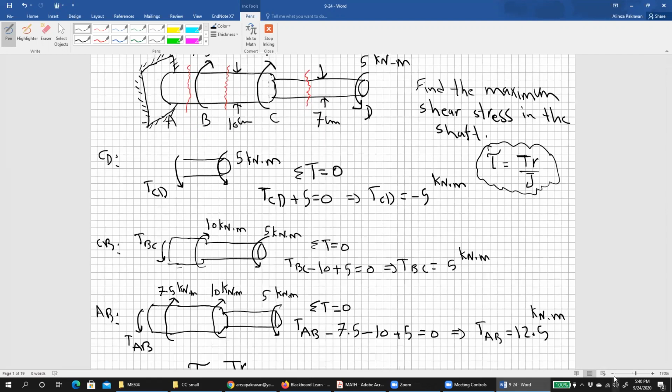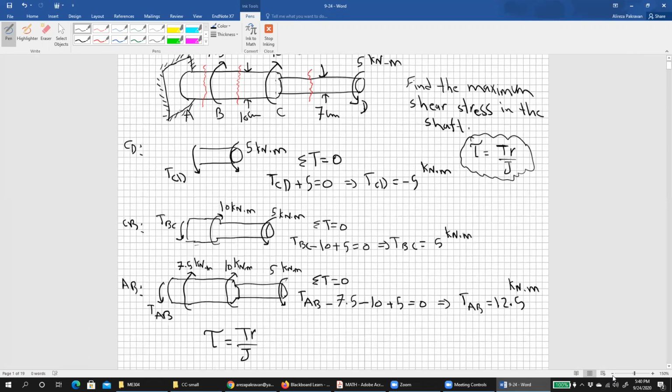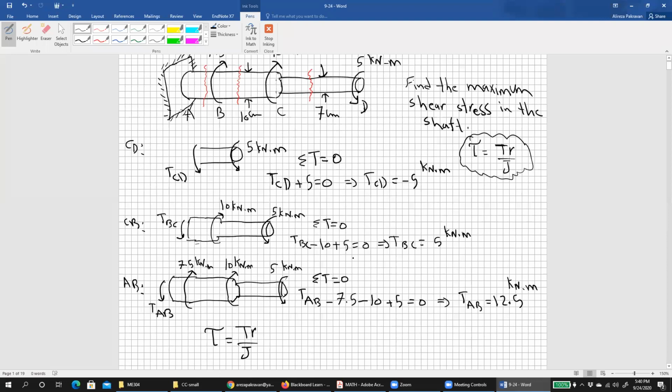Okay, I will zoom in, but let's just show all. Look at, for example, CD. The torque is 5. TAB is 12.5. TBC is 5, right? Okay, first BC and AB. 12.5 is greater than 5.